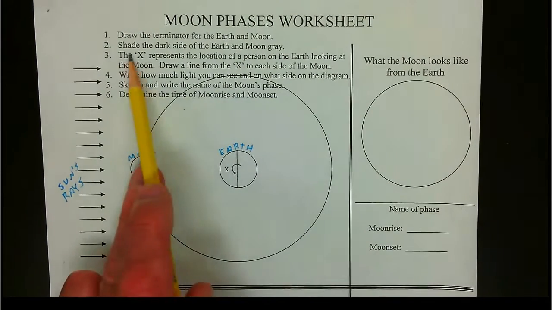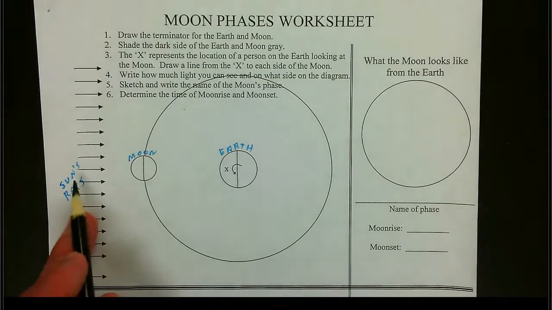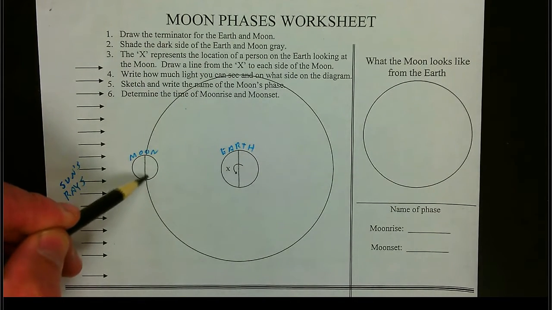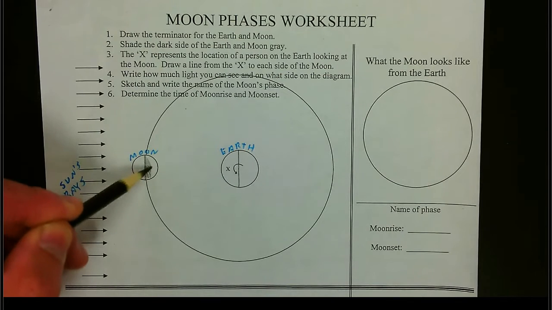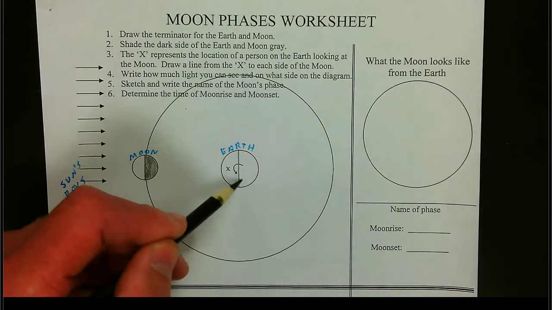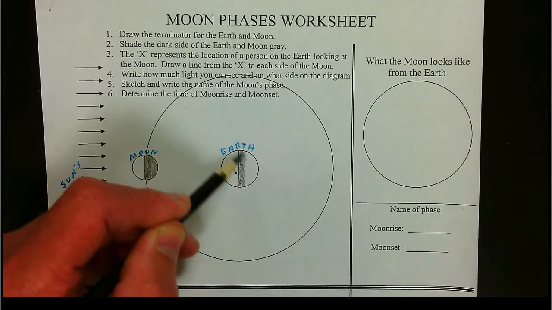Step 2, shade the dark side of the earth and the moon gray. So if the sun is shining here on the moon, that'll be the light side of the moon. This side of the moon will be dark. If you shine a light on a ball, which is really what's happening with the sun shining on the earth and the moon, half of the ball is lit and half of the ball is dark. And that's what gives us our day and night.